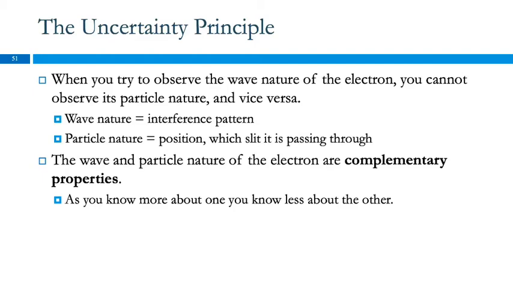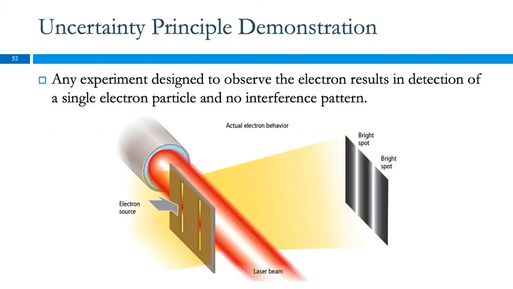We cannot observe them both at the same time, and the uncertainty principle says that the more we know about one, the less we know about the other. It's kind of like life, you know. You can't win, you can't have it all, and then sometimes even the little bit that you do have gets taken away, right? Sort of a negative view of life.